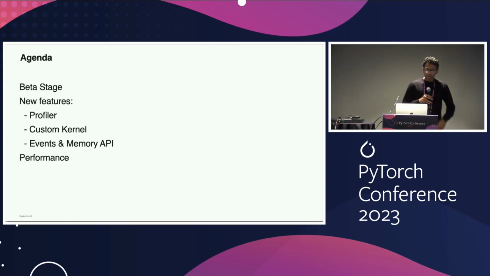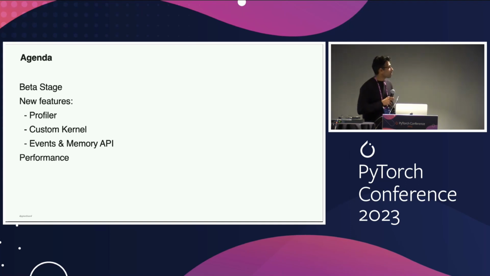I'll go over the qualification of the MPS backend to the beta stage. New features we have added, such as the profiler support, custom kernel, and developer APIs to the MPS backend. And we will close out with some of the performance improvements made to the MPS backend since our release last year.